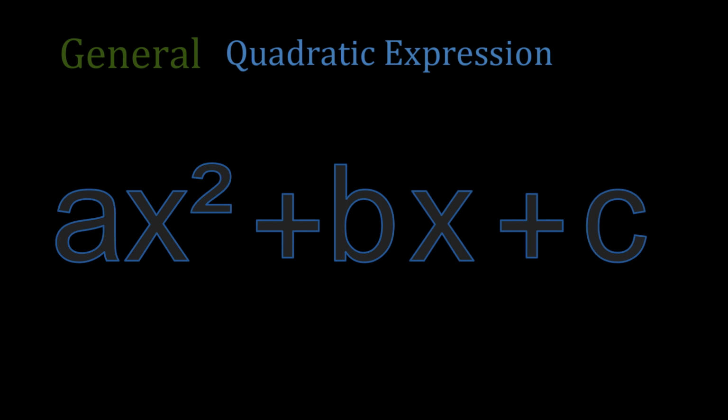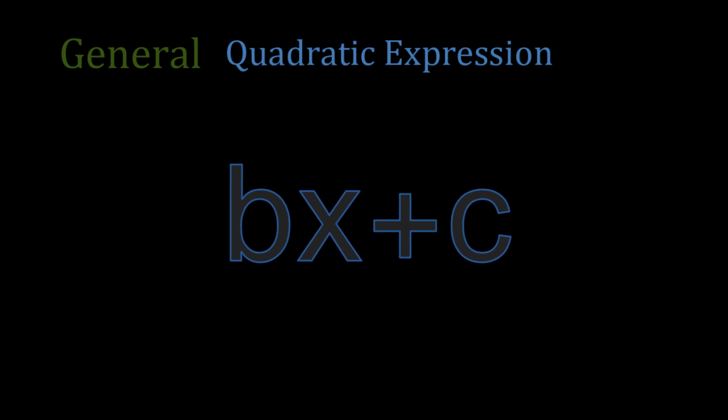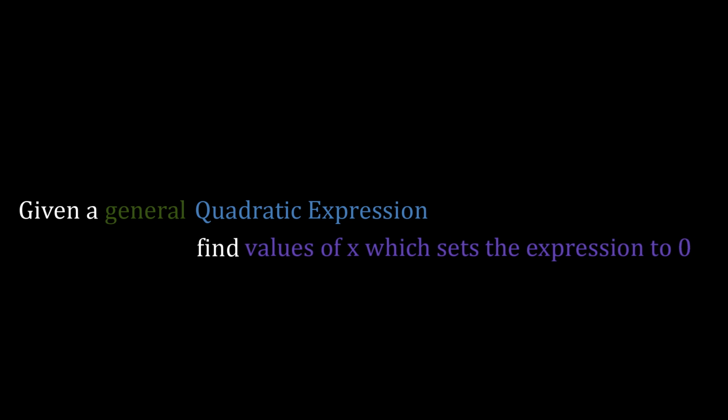It's also noteworthy to state that you cannot allow A to be equal to 0. If you allow A to be equal to 0, then it gets rid of the quadratic term and just leaves us with a linear equation. Lastly, we're asking where this general expression equals 0.